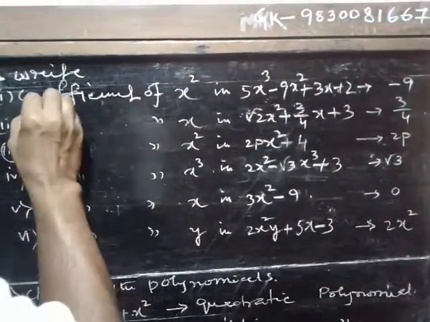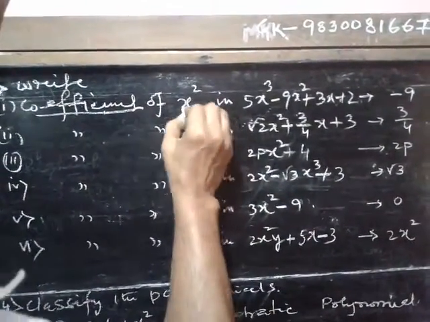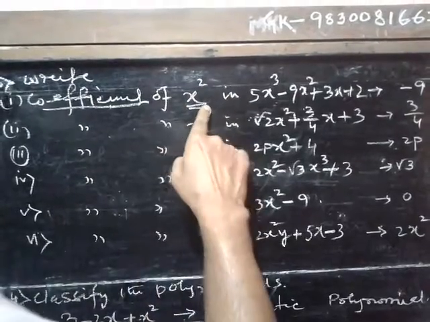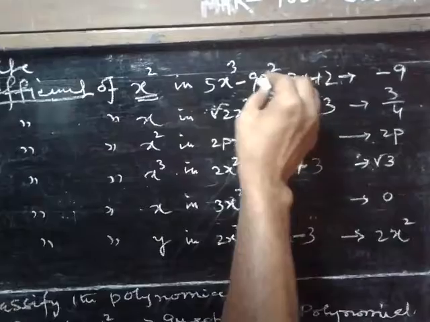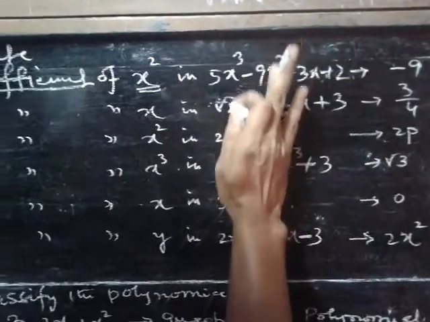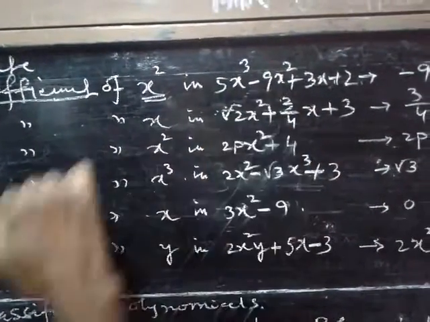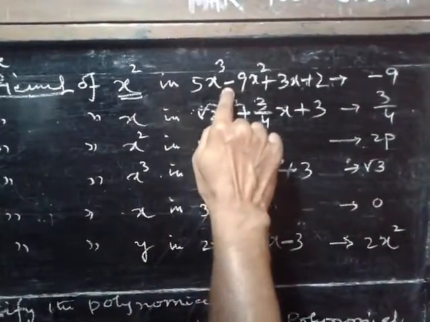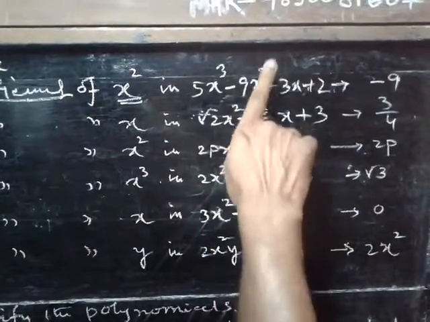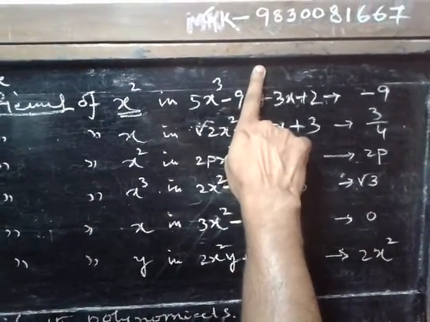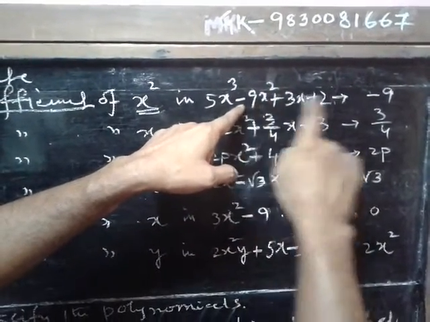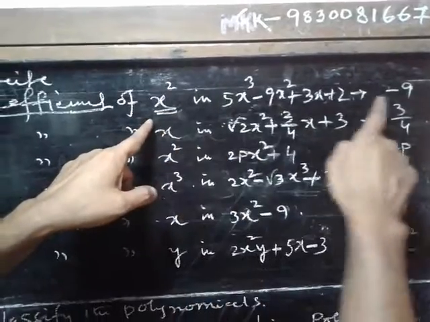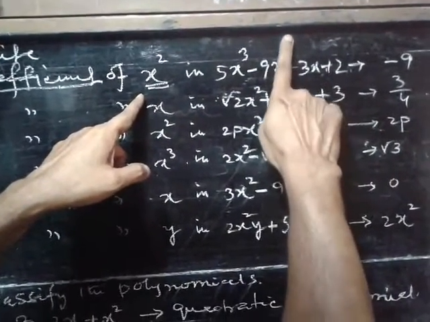So what does it mean, coefficient of x square? Any term having x square, with that term except x square, what is actually with it, that will be its coefficient. Suppose this is minus 9x square within this expression, just suppress or hide this x square. What is remaining? That is the coefficient of x square. So hide that one, x square.